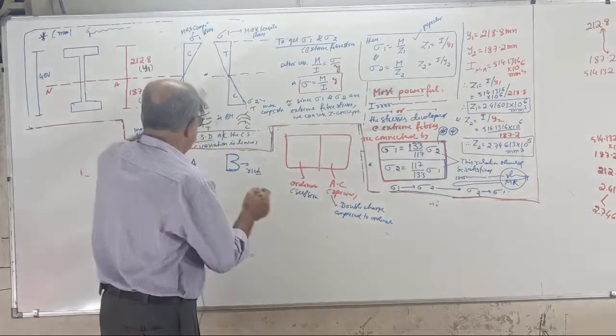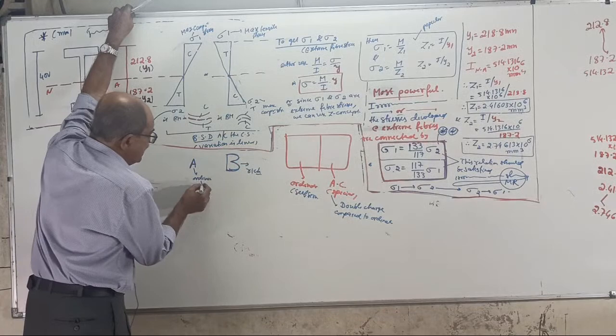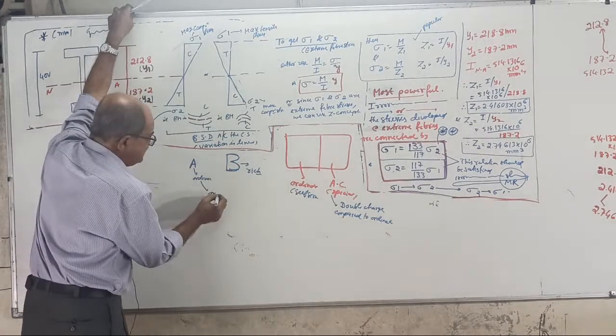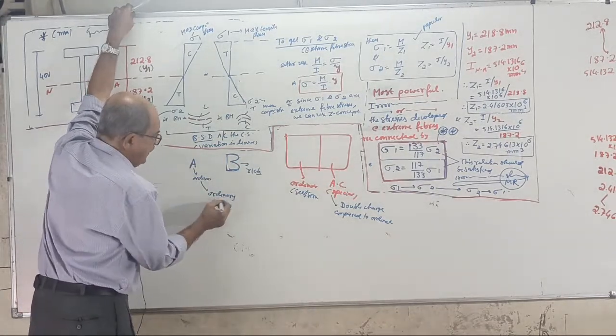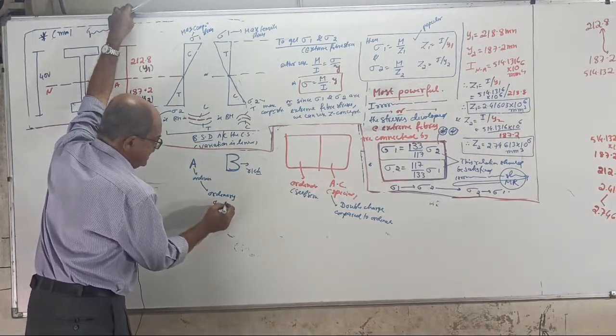Over. Now, here, the ordinary person A goes to the ordinary side. He goes to the ordinary part, the ordinary section of the hotel.